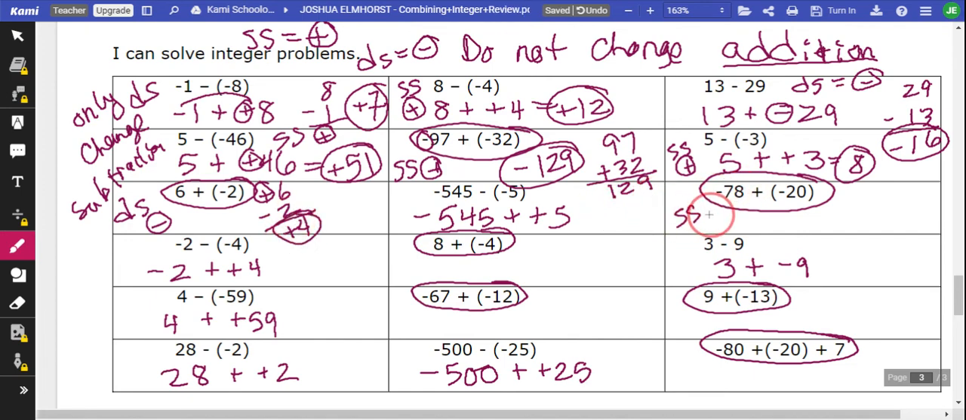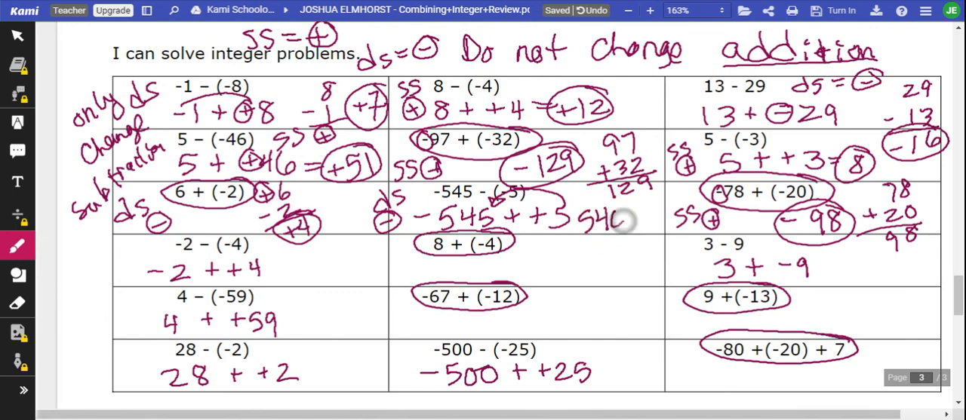Okay, same signs. Same signs means you add. So 78 plus 20, and then you have negatives, so your answer is negative. And negative 545, so these are different signs, so you subtract. So minus 5, 545 minus 5, you're going to end up with 540, and then you have more negatives, so your answer is negative.